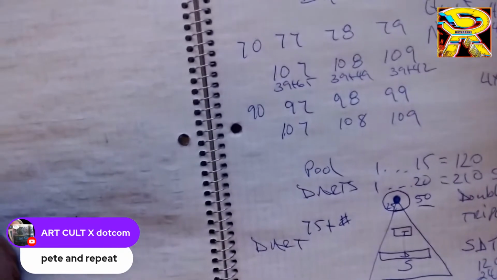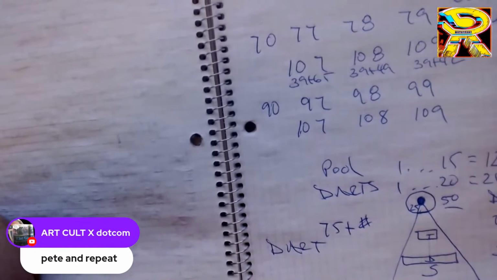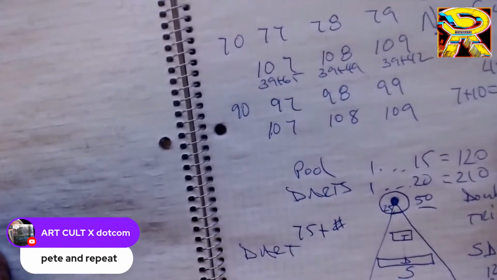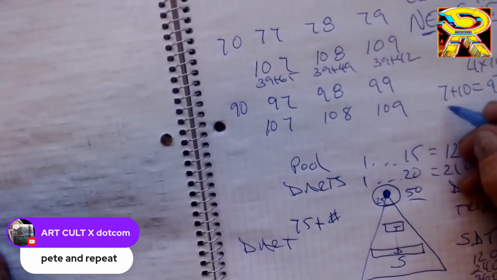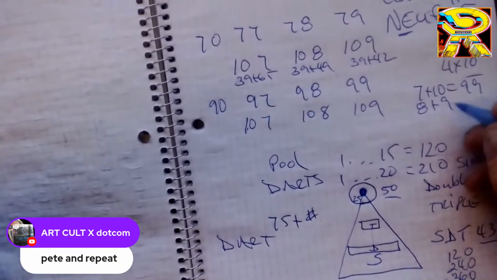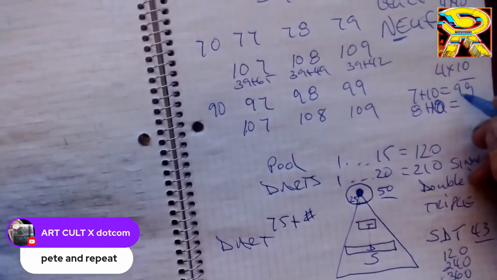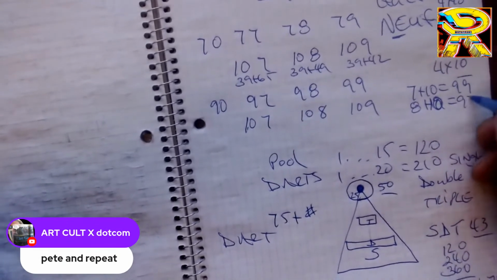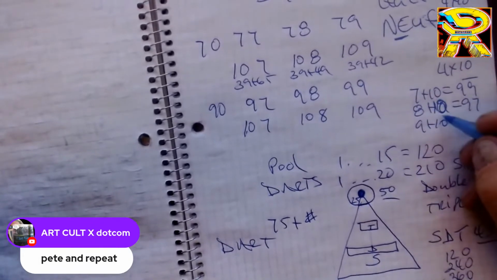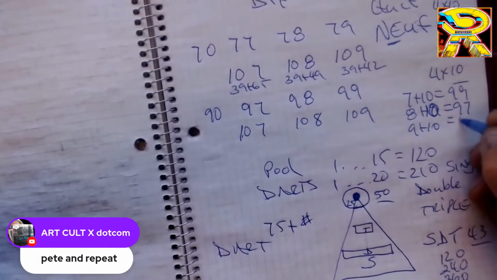So anyways, if I had to change this all around, 7 and 10 would equal 99. 8 and 9, no, hold on a second. 8 and 10 would equal 97. And 9 and 10 would equal 85.